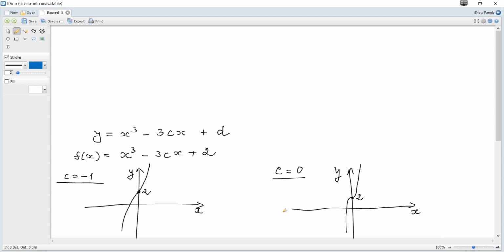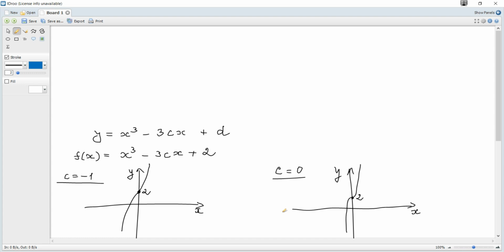This question asks you to explore the behavior and key features of cubic polynomials of the form x cubed minus 3cx plus d. Consider the function f of x is x cubed minus 3cx plus 2 for x real, where c is a real parameter. The graphs of y is f of x for c is -1 and c is 0 are shown in the following diagrams.